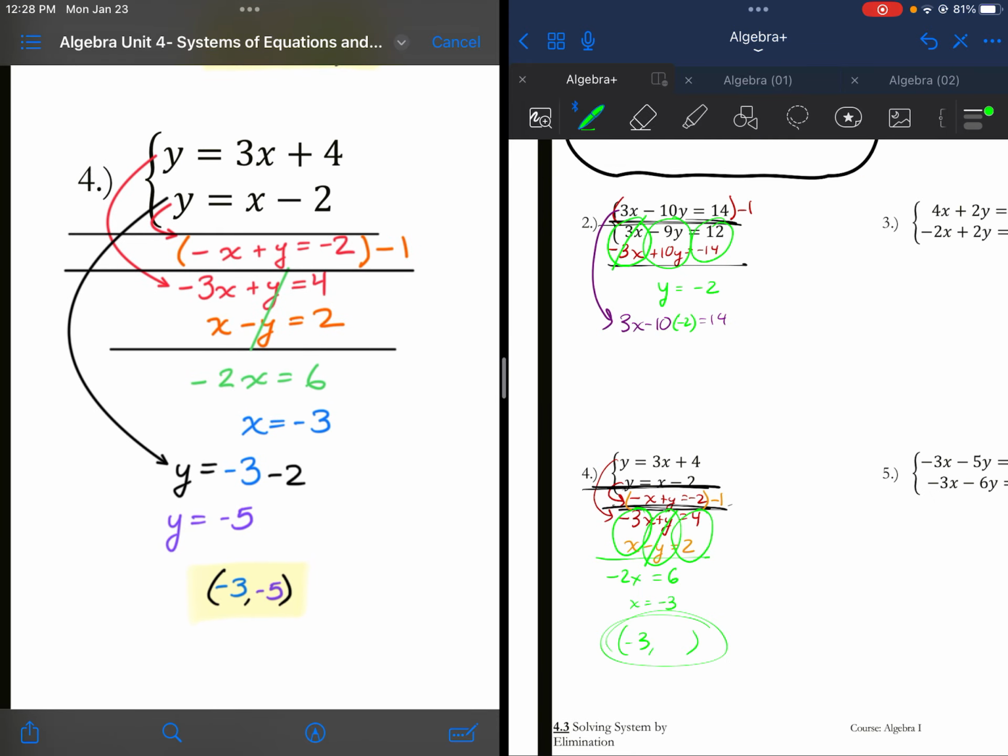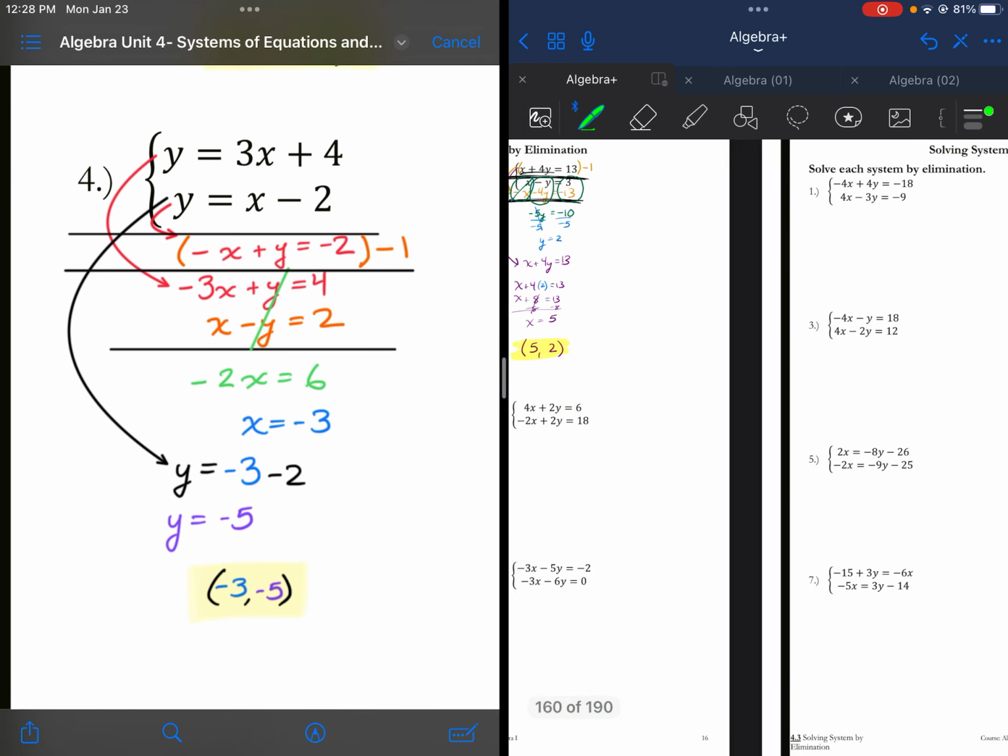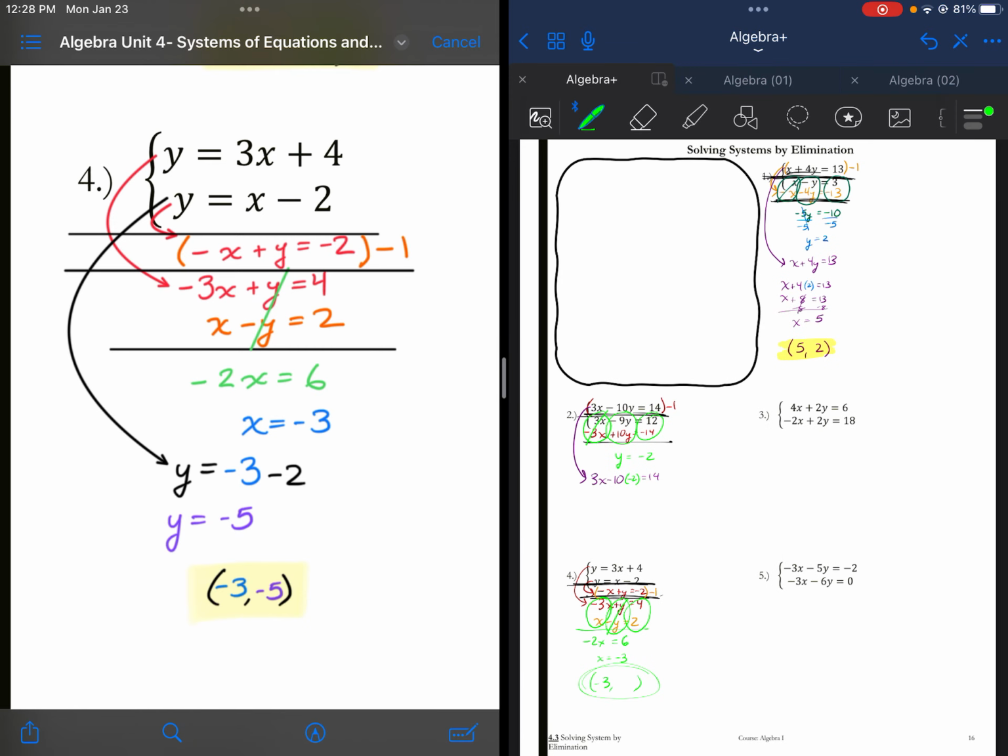So you're going to practice these steps on page 16 and 17. If you want more practice, there's definitely a lot more pages that you can do all the way up to page 20 for extra practice. Go ahead and get started.